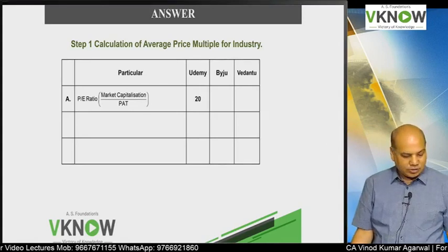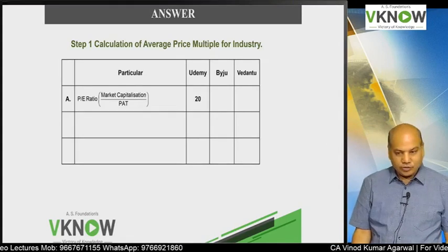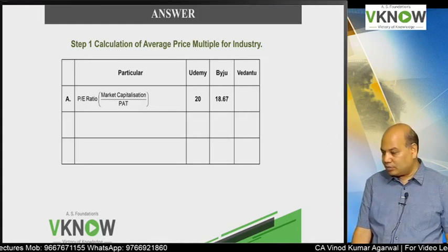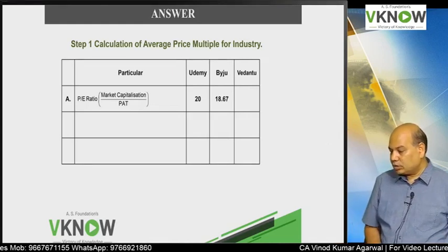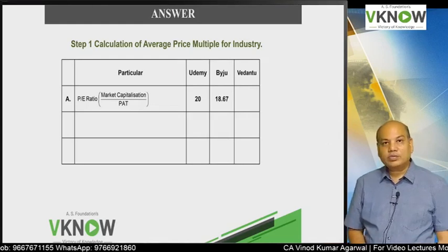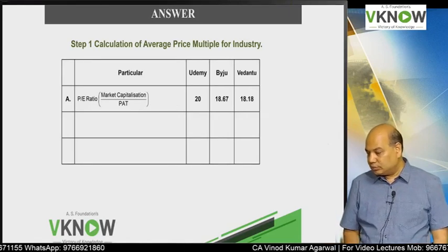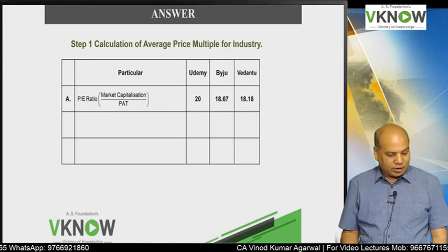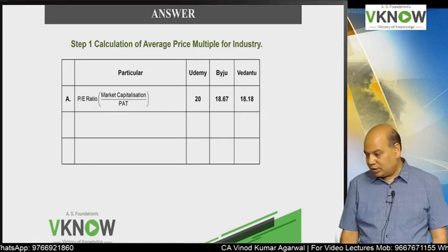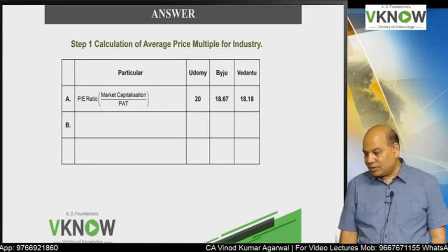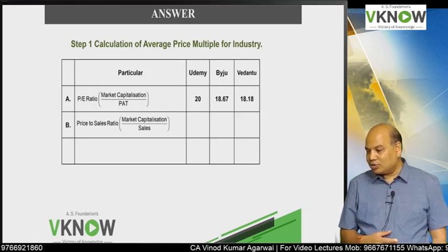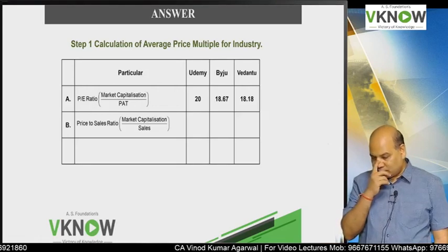Very good. Next column, 28,000 divided by 1500. Come on. 18.67. Next column, 18.18. Very good. Come on, reply.